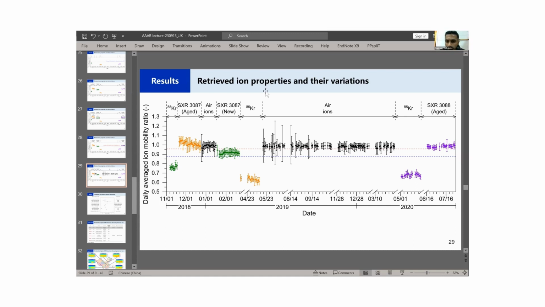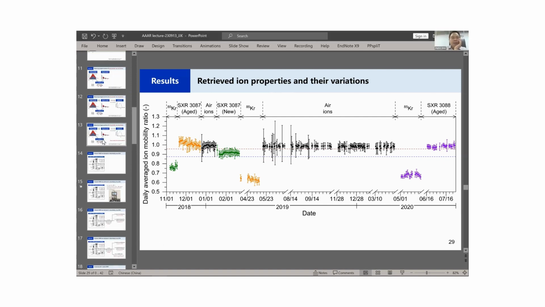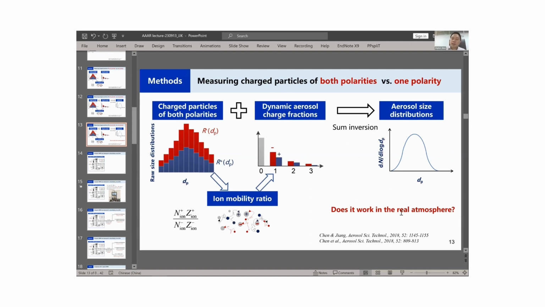We have another question from Jiao Liang. Does this method perform multiple charge correction? Yes, Xiaoliang, thank you for the question. Good to see you. We did. Once we have an ion mobility ratio, we showed in the paper that we can retrieve the fractions of single charge, double charge, and more highly charged particles. In the inversion, we utilize both positively charged and negatively charged particles, and also include these multiple charge corrections. Yes.